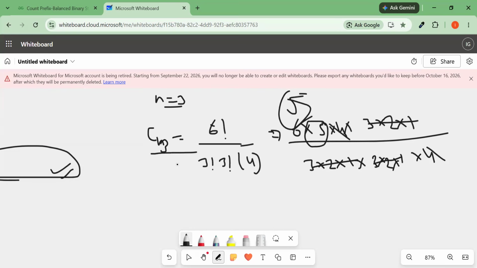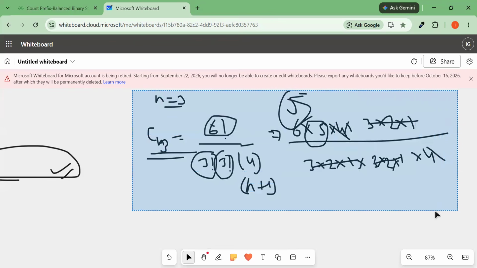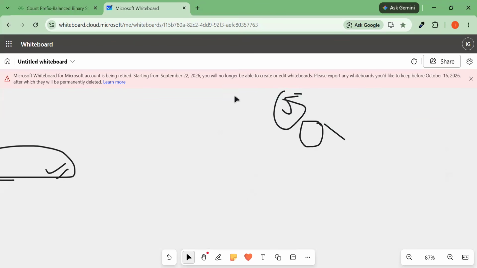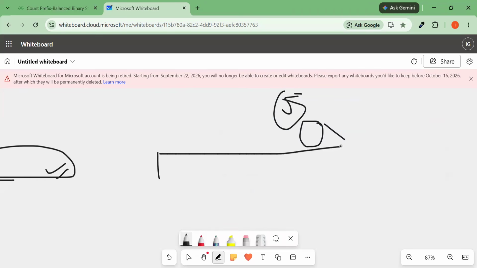So like this, you can easily find it using the Catalan number. Okay. But how to calculate this? How will you find the 6 factorial? How will you find the 3 factorial? And this is just n plus 1, so we can easily find that. Okay. Let's see this one also. So consider, I am going to create one. Consider I have a factorial table. Okay.